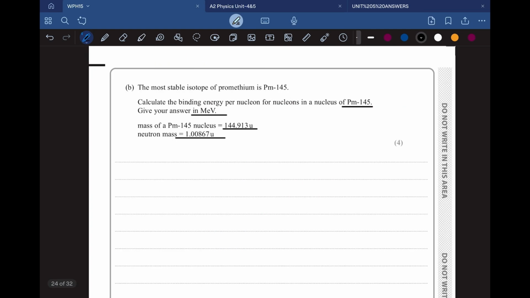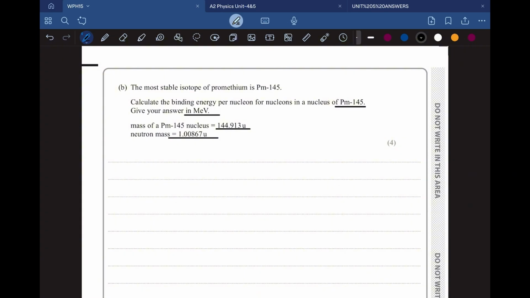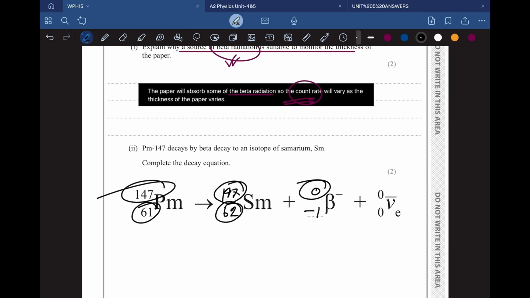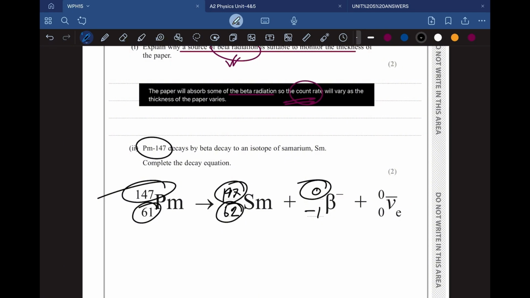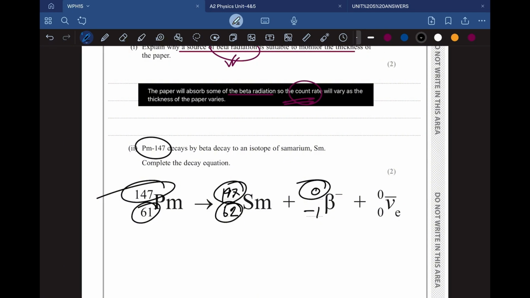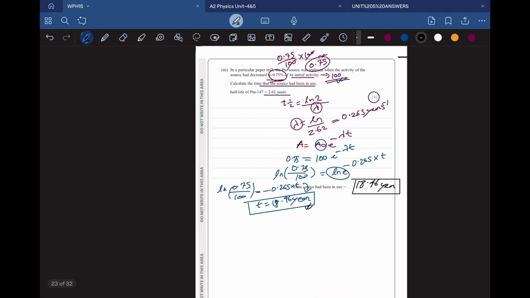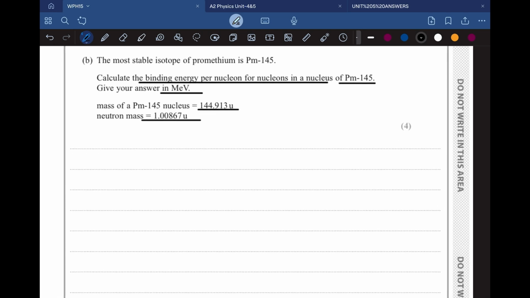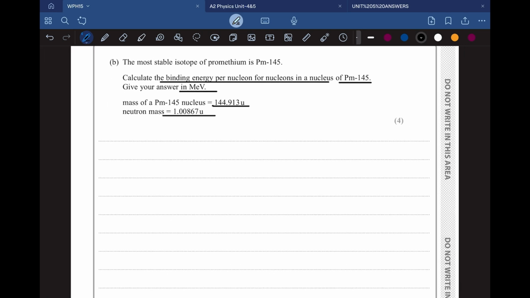Okay, so now let's move on to the previous part. It says the most stable isotope is this one, and calculating the binding energy per nucleon of the PM145. Was that question for PM145? It was for PM147 basically. Now for PM145, did they give us anything about the PM145? No, they didn't give us anything about the PM145 actually, but we will have to do one thing.